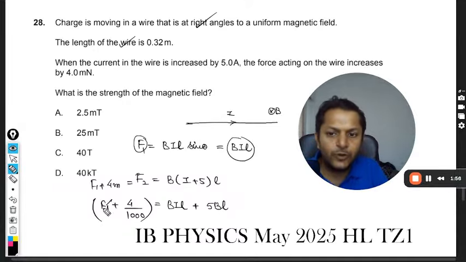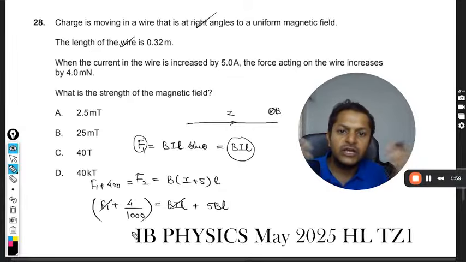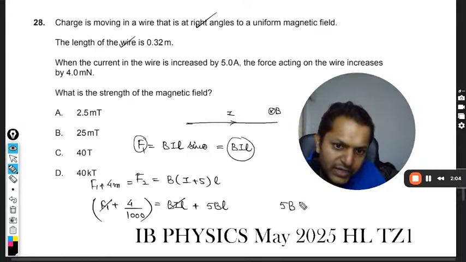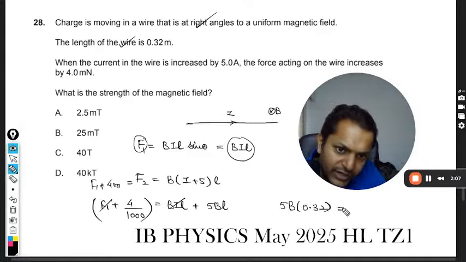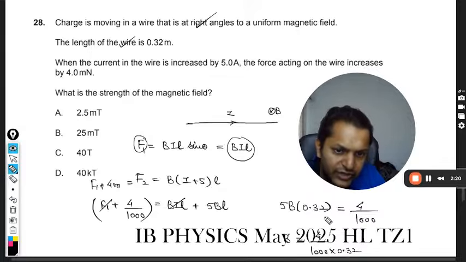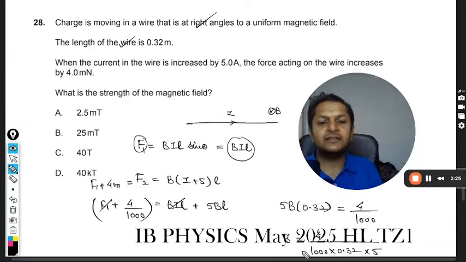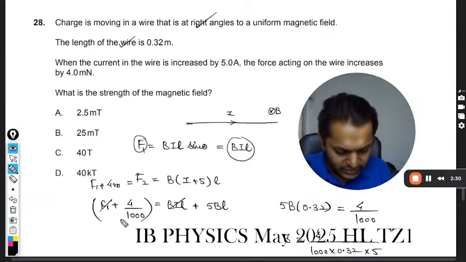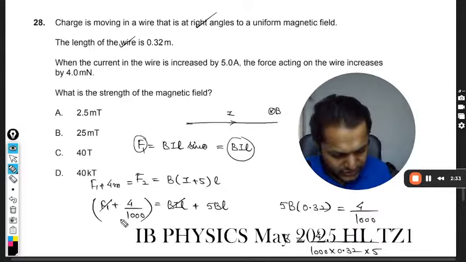I can just solve this equation. F1 and BIL get cancelled out because the same value is added on both sides. So I am left with 5B into L, which is 0.32, equal to 4 divided by 1000. You can simply find the value here. B is equal to 4 by 1000 into 0.32 divided by 5. This is the value that we should be getting. This is the correct value. Let me find the value on the calculator now. 4 divided by 1000.